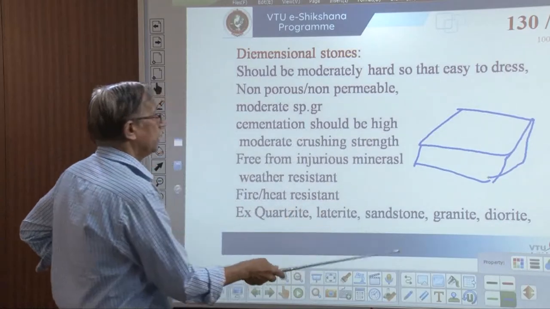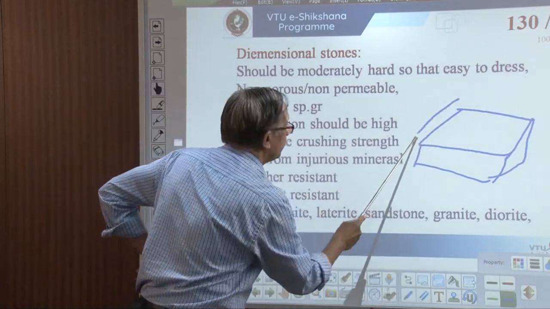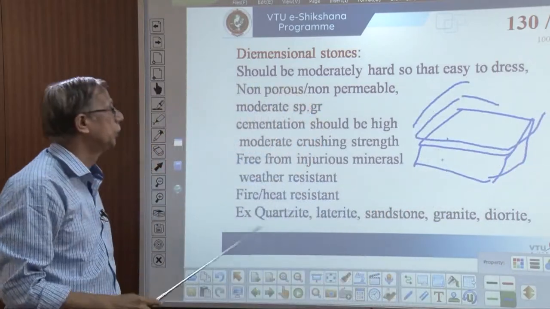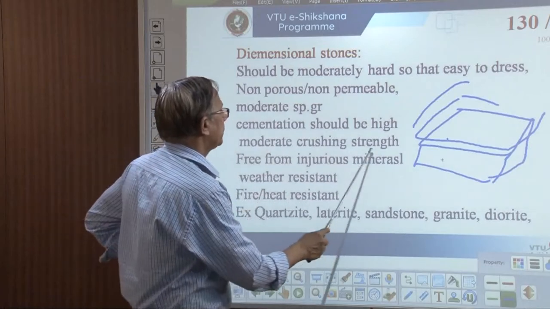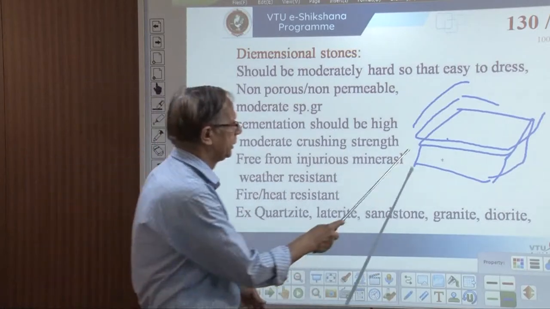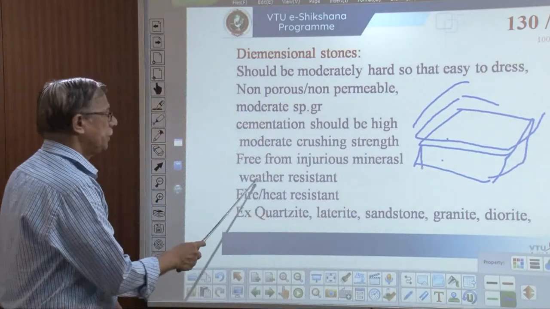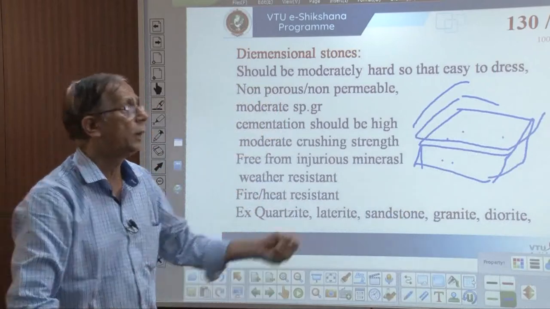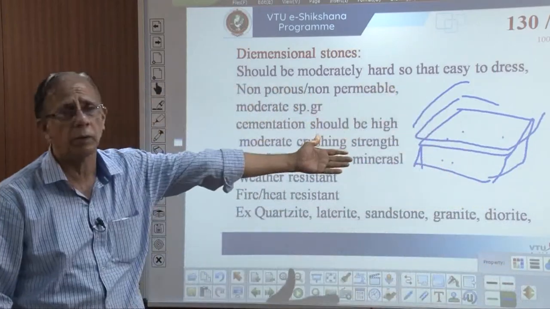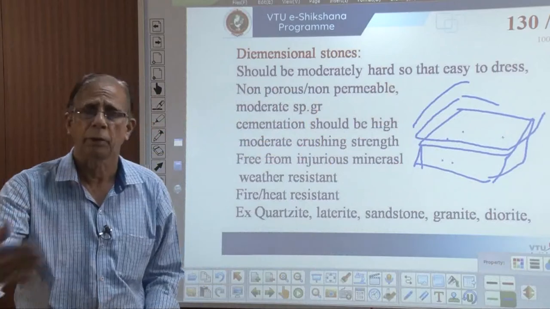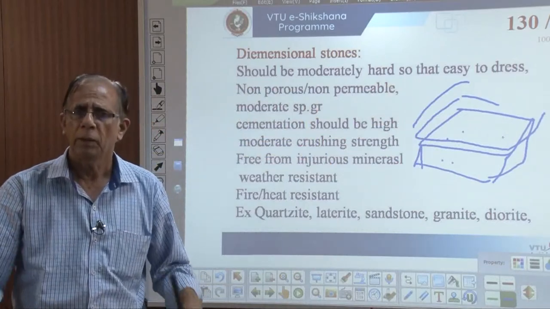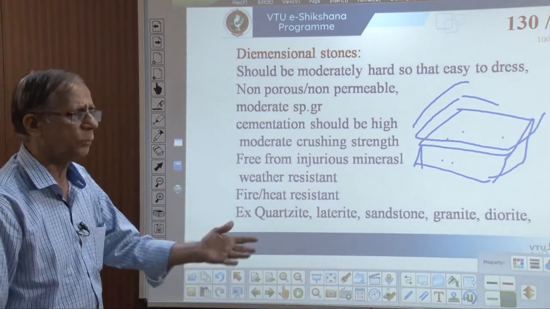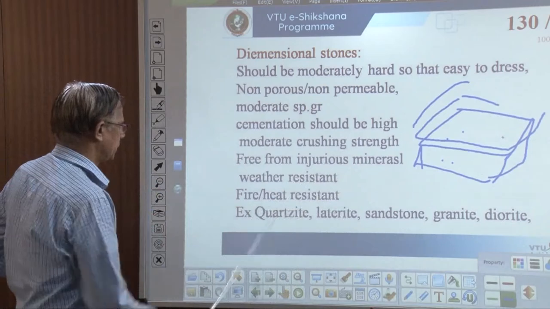Cementation should be high, because in construction we put one rock over another. Binding between them should be good. Moderate crushing strength; they should not be too hard, too difficult to dress. Free from injurious mineral, since I am using them in our wall. If I have some injurious mineral in my wall, I am living there. If there is radioactive mineral, I am affected by radiation. Similarly, pyrite or something else. So, it should be free from injurious mineral.